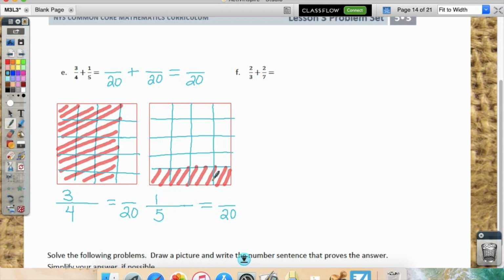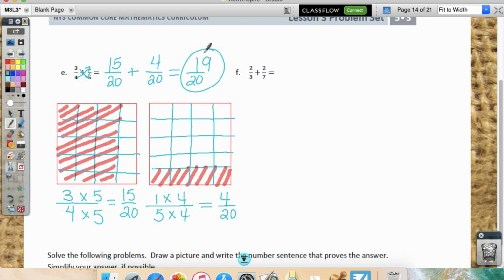Okay. Am I rushing you or are you good? 4 times what equals 20? 5. So what's 3 times 5? 15. Okay. And 5 times what equals 20? 4. Okay. And it still works cross multiplying because 3 times 5 and 1 times 4. And what's my answer?